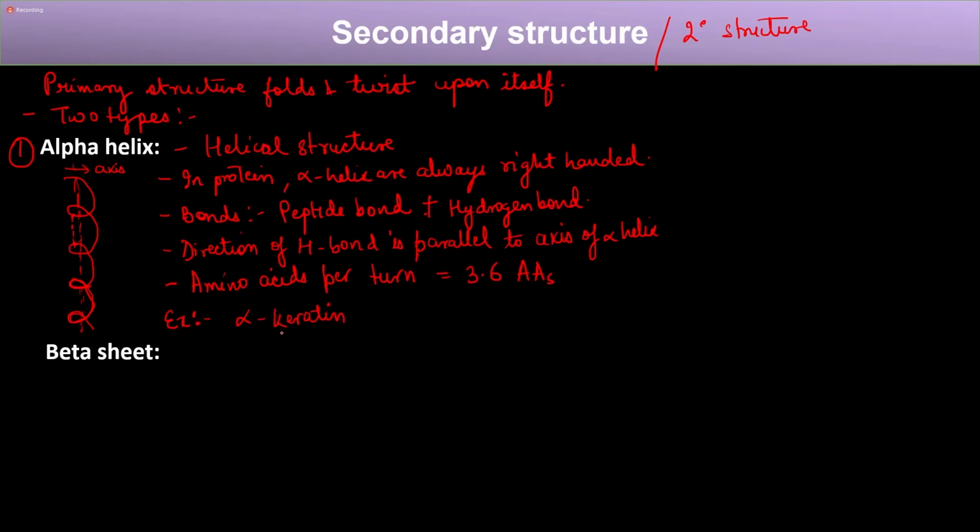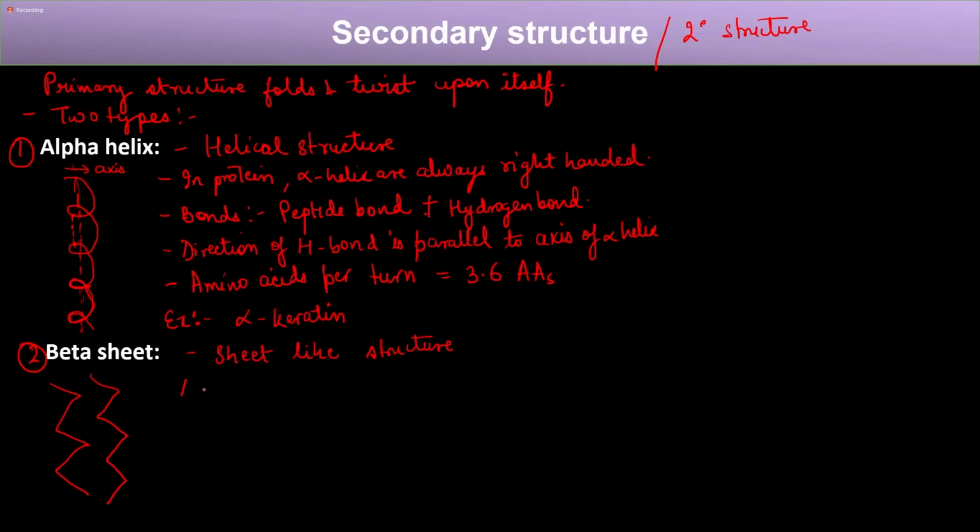So alpha keratin is one of the examples of alpha helix. Now, the second type of secondary structure is beta sheet. Now, what is beta sheet? So beta sheet looks something like this. It looks like a sheet-like structure.